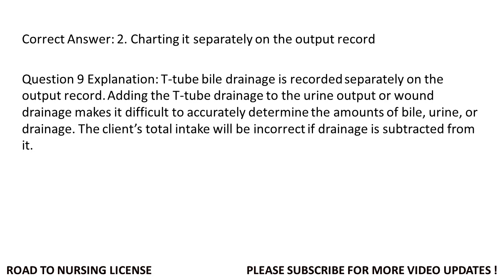Question 9 Explanation. T-tube bile drainage is recorded separately on the output record. Adding the T-tube drainage to the urine output or wound drainage makes it difficult to accurately determine the amounts of bile, urine, or drainage. The client's total intake will be incorrect if drainage is subtracted from it.